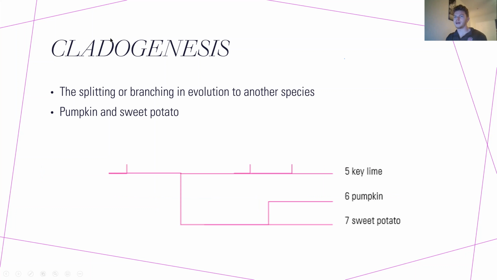While on the other hand, we have cladogenesis, which is the splitting or branching of evolution to another species. Pumpkin and sweet potato are a great example of this. While the main line led to key lime and fruit pies, pumpkin and sweet potato branched off and became their own sort of thing.